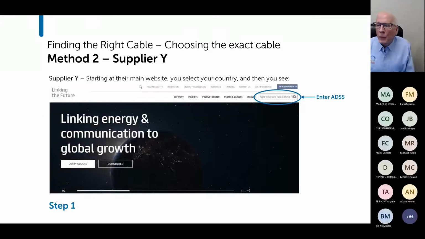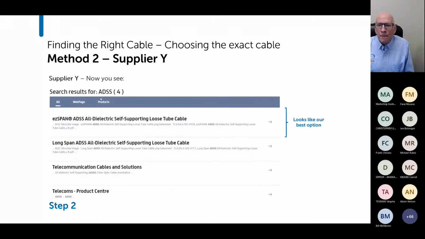Supplier Y, you go to their main website, select your country, and then you see this. And I see a search box here. So I'll just enter ADSS. I got these 4 results. Easy span ADSS, long span; my spans aren't that long, so I think it's the easy span. Telecommunication, cables and solution, that's too general to help me, although it does say ADSS here. Telecoms product center, ADSS, but I don't know what that is. I'm just going with this.